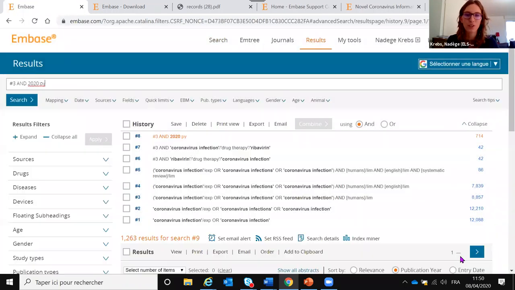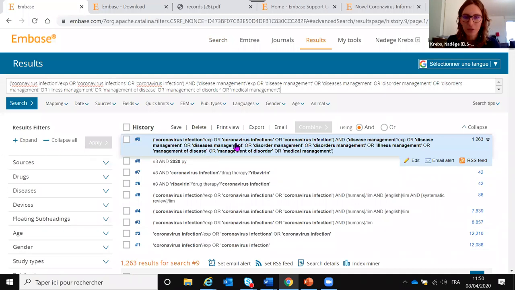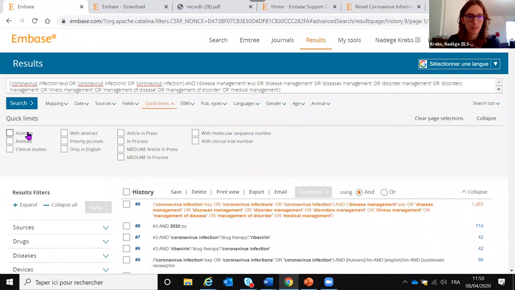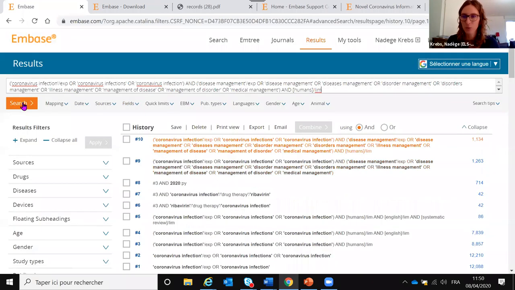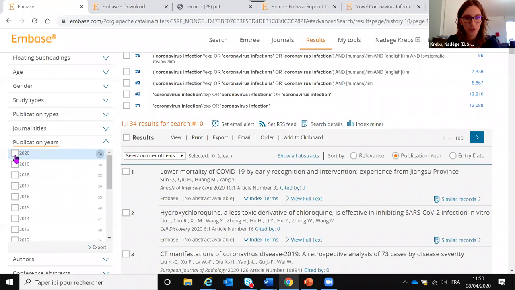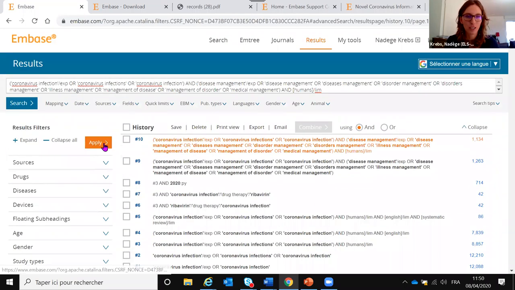When we go to results, now we have coronavirus and disease management. I want it only in humans. So I'm going to go to the quick limits, select only humans, and search. And I go to 1,134 articles. Now let's say that I want only the ones from 2020. Here I see that it has doubled in less than 3 months. So I want only 2020 and I apply.